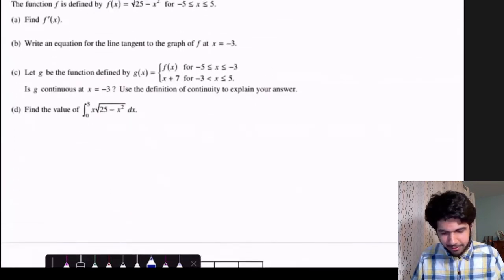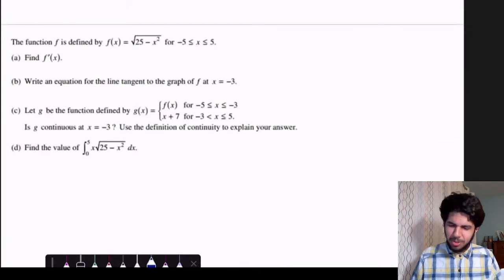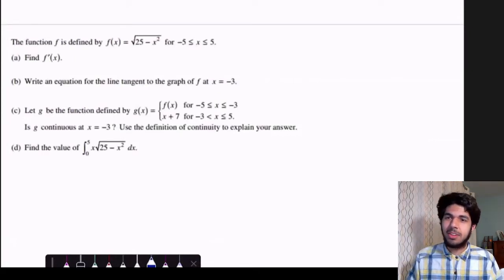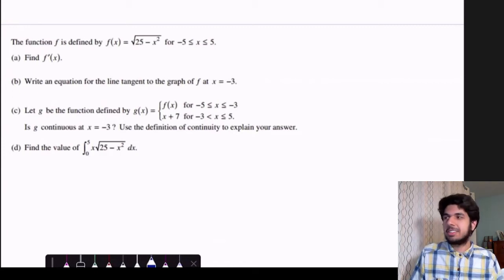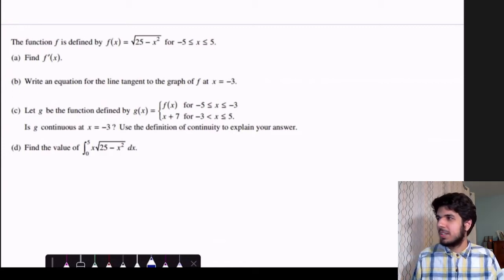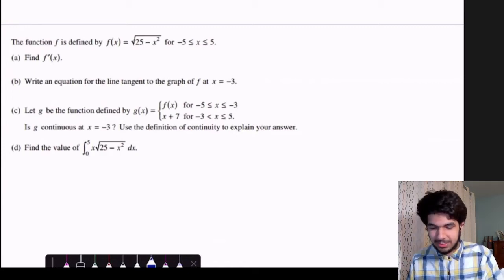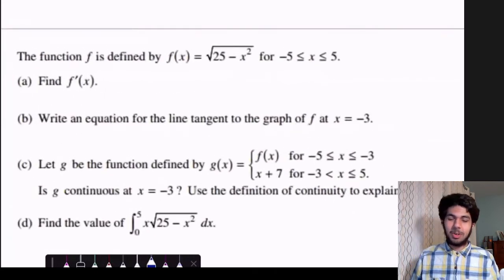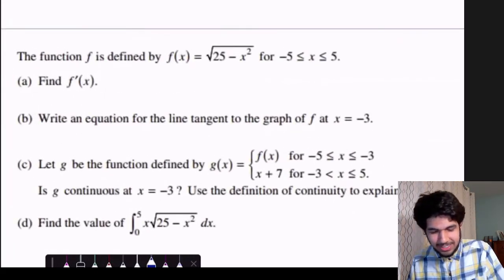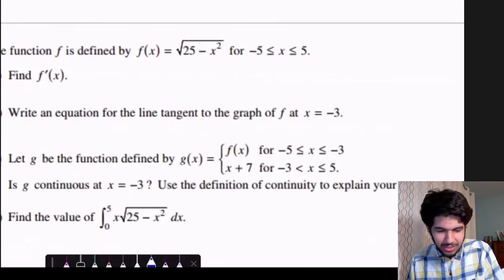Okay, so now we have this question, second to last question. We're almost there, but it's good practice. We're given a function. First part is to find the derivative of it. That should be pretty doable. This is just a throwback to when we were learning about derivatives. So let's just do it off to the side.